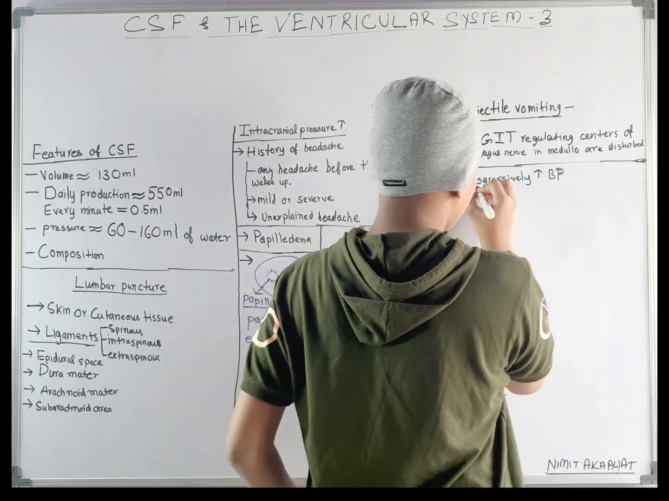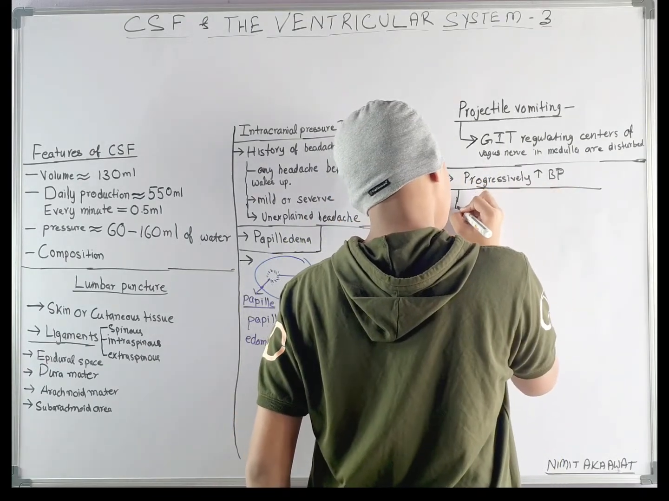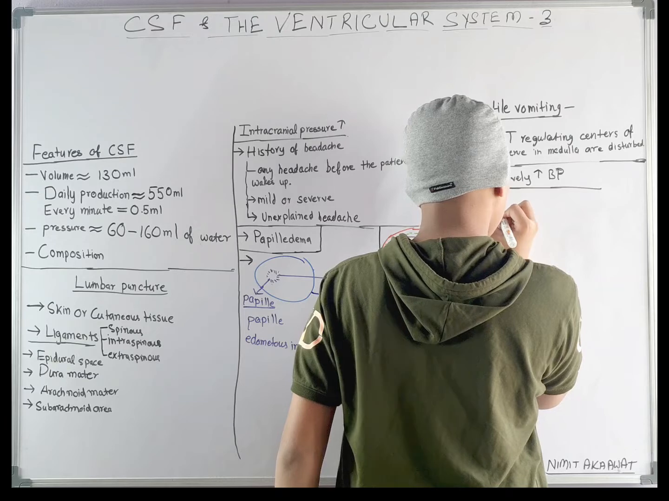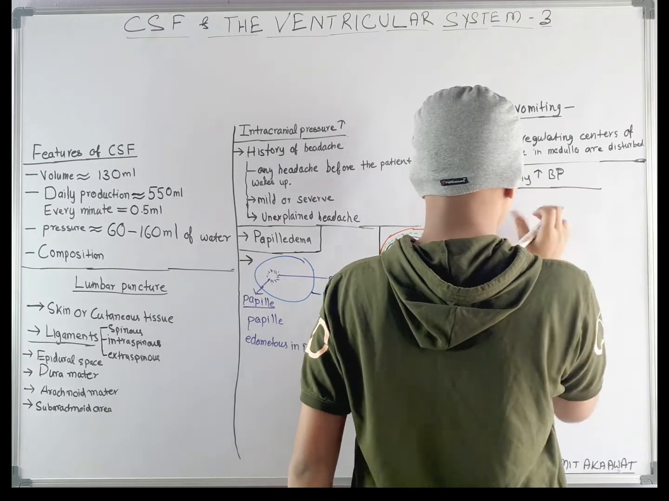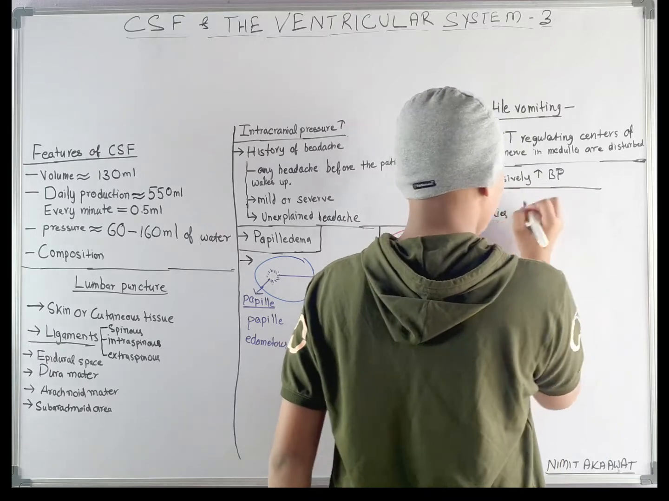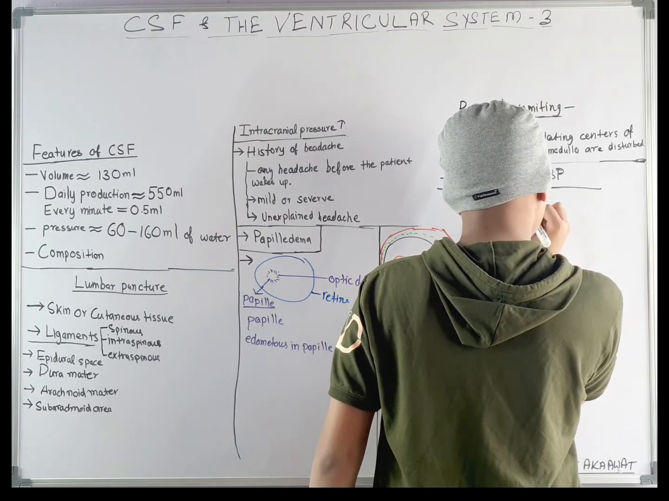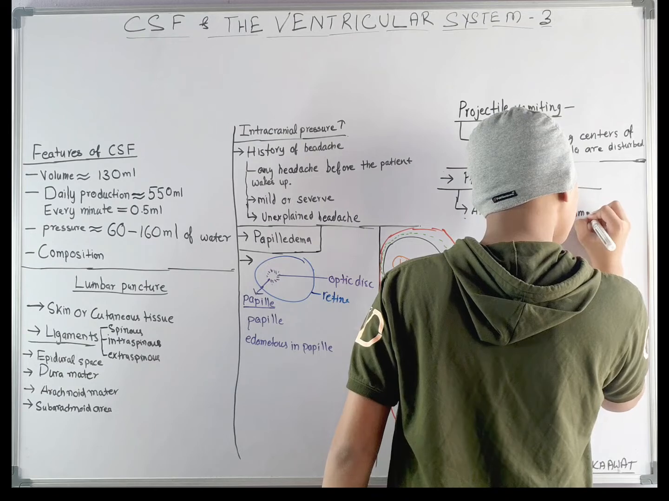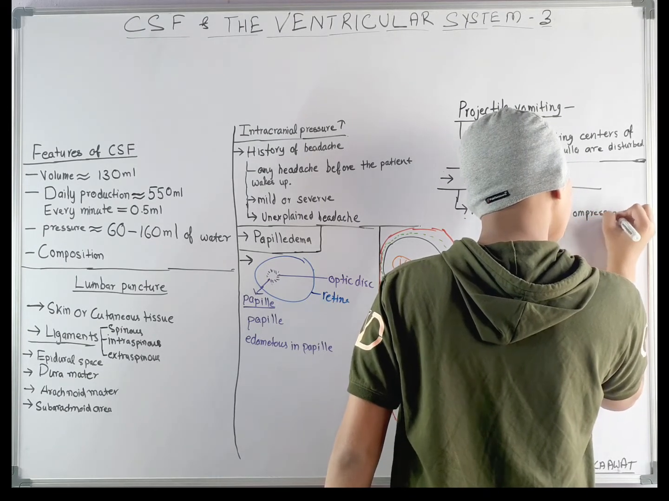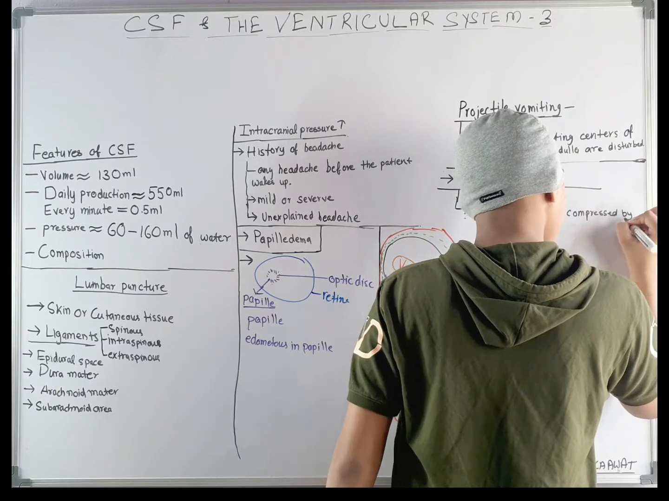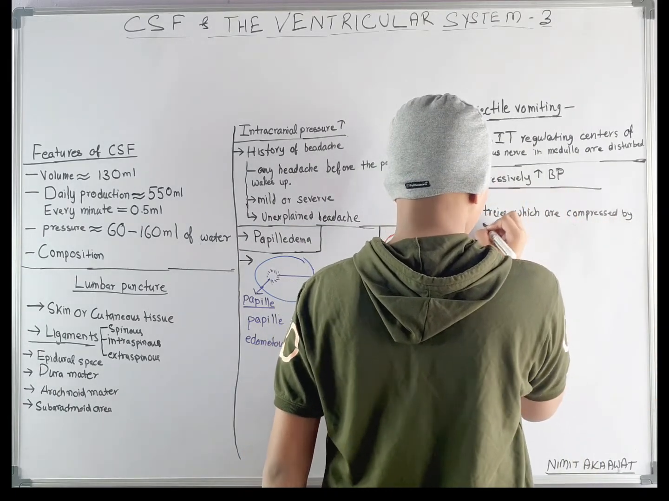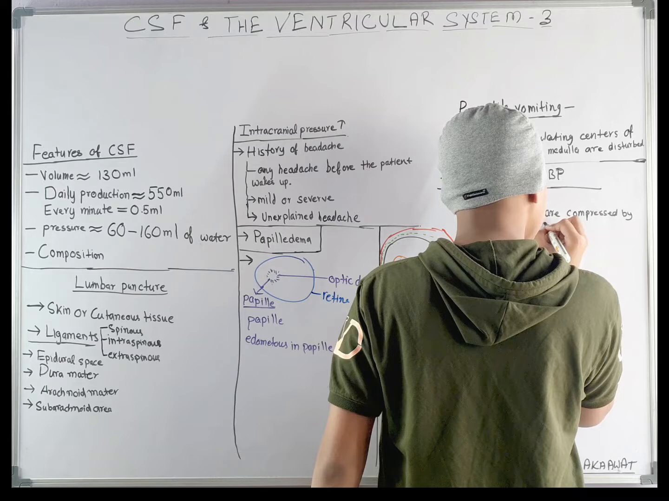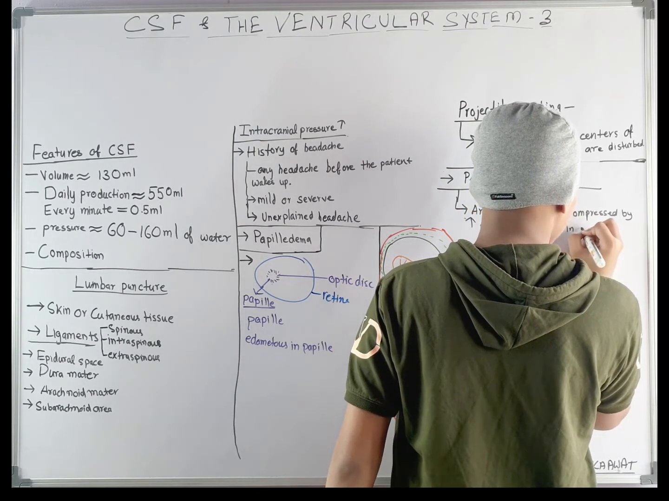So, progressively increasing blood pressure is due to arteries which are compressed by high intracranial pressure, or high pressure of cerebrospinal fluid in the subarachnoid area.